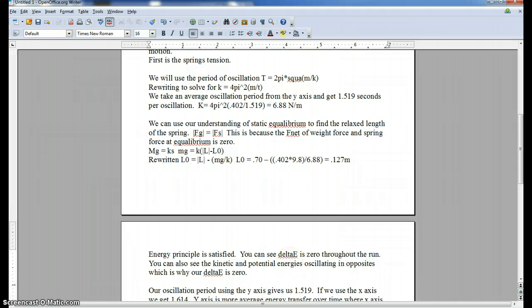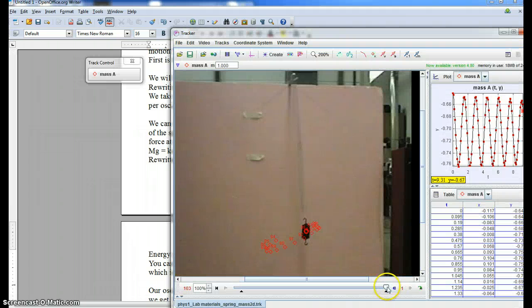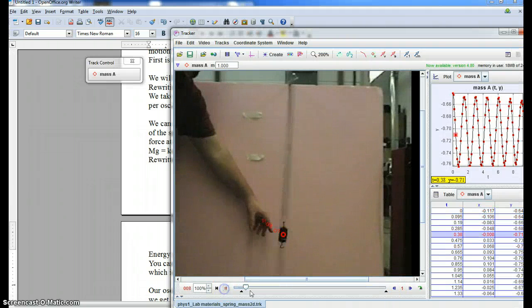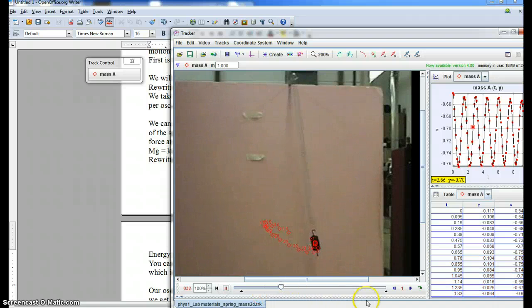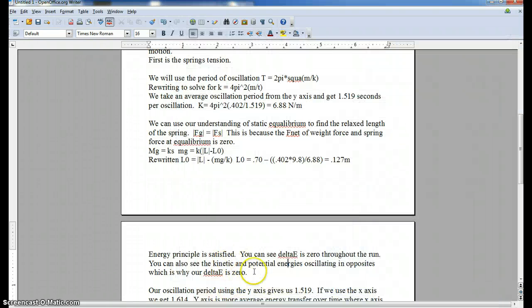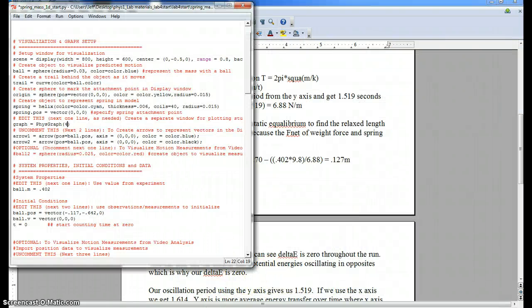So let's go ahead and take a look at Tracker real fast so we can get an idea of what our actual motion looks like. We took our x and y positions over here and we put those into a CSV file, which we'll later use to show actual motion versus the predicted motion in a graph. So let's go ahead and take a look at Python.